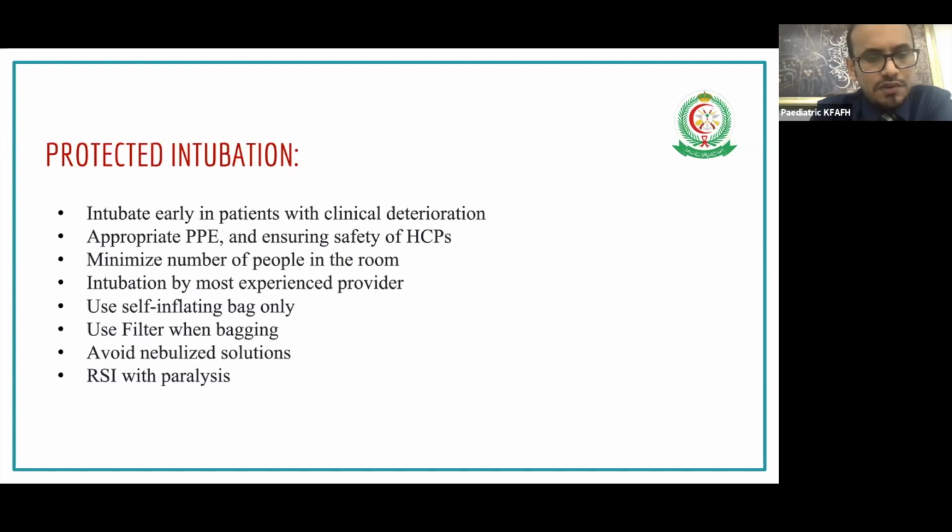Try to always use a self-inflating bag only. Use a filter when you use the Ambu bag if needed. Avoid the nebulized solution unless you are in airborne precautions. Rapid sequence intubation with paralysis is always recommended on the patient with COVID-19.